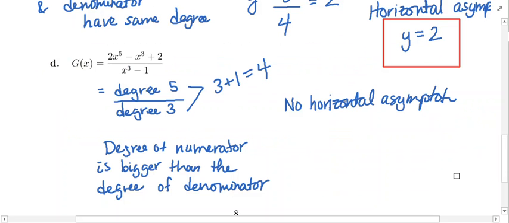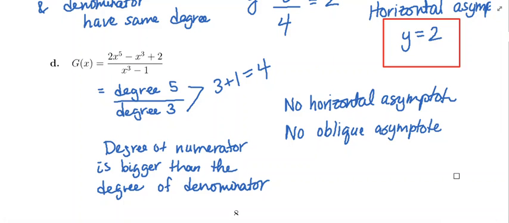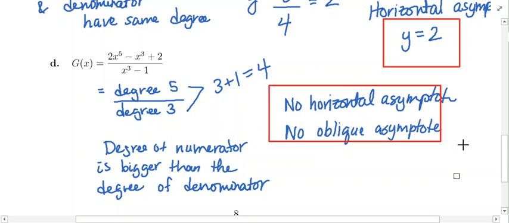So this particular graph has no horizontal asymptote. It also has no oblique asymptote. It is possible to have neither. So here is our answer for this particular function in terms of horizontal and oblique asymptotes. It has neither.